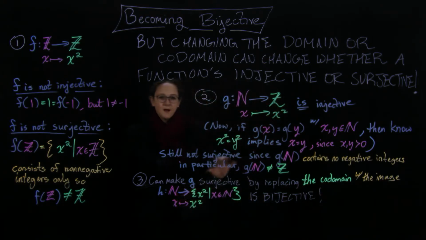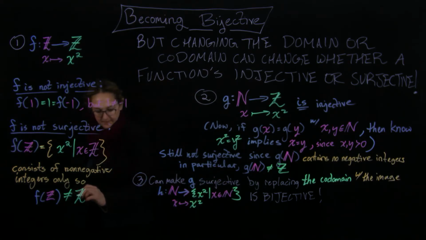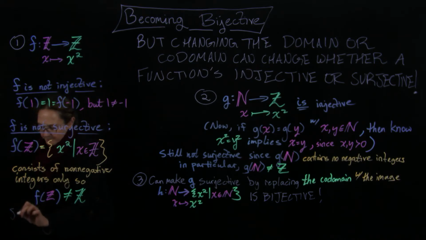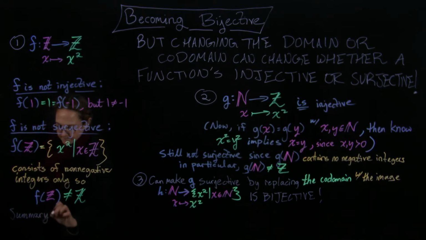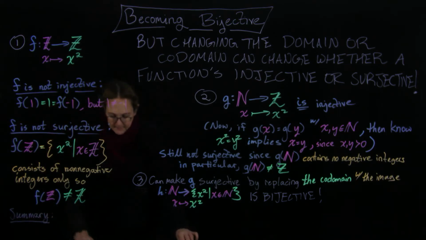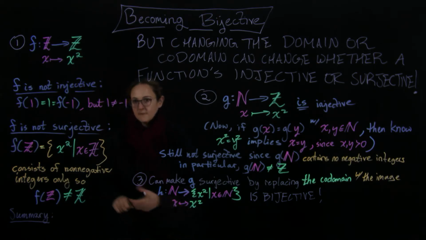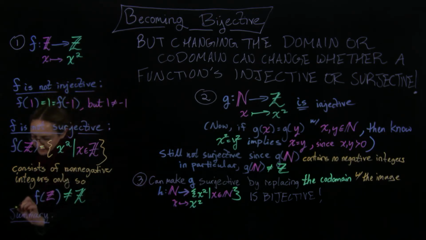Okay, so what is the summary? I'm going to have to squeeze this on the bottom. So summary. Okay, that's going to be hard to see. I think I'm going to switch over to yellow. Okay, let's just do our summary in yellow. So summary.